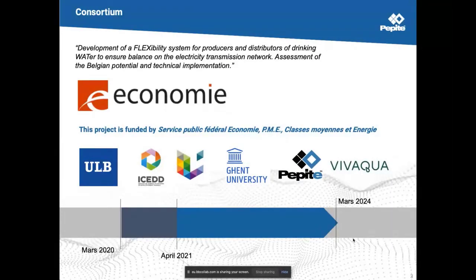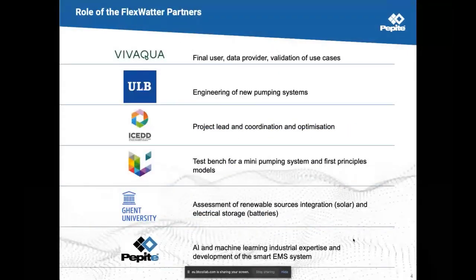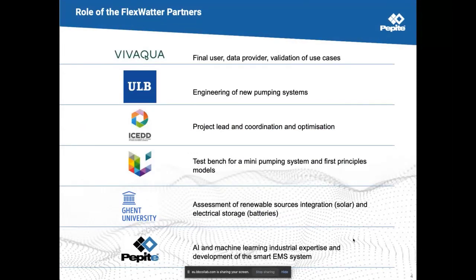This project has been set up together with different partners. So we have Vivaqua, which is the distributor of drinkable water. It provides us the data and the use case, so that we can work on a real situation in this project. We also have as partner the University of Brussels, because we were also thinking about a new pumping system that could be valuable in this context.